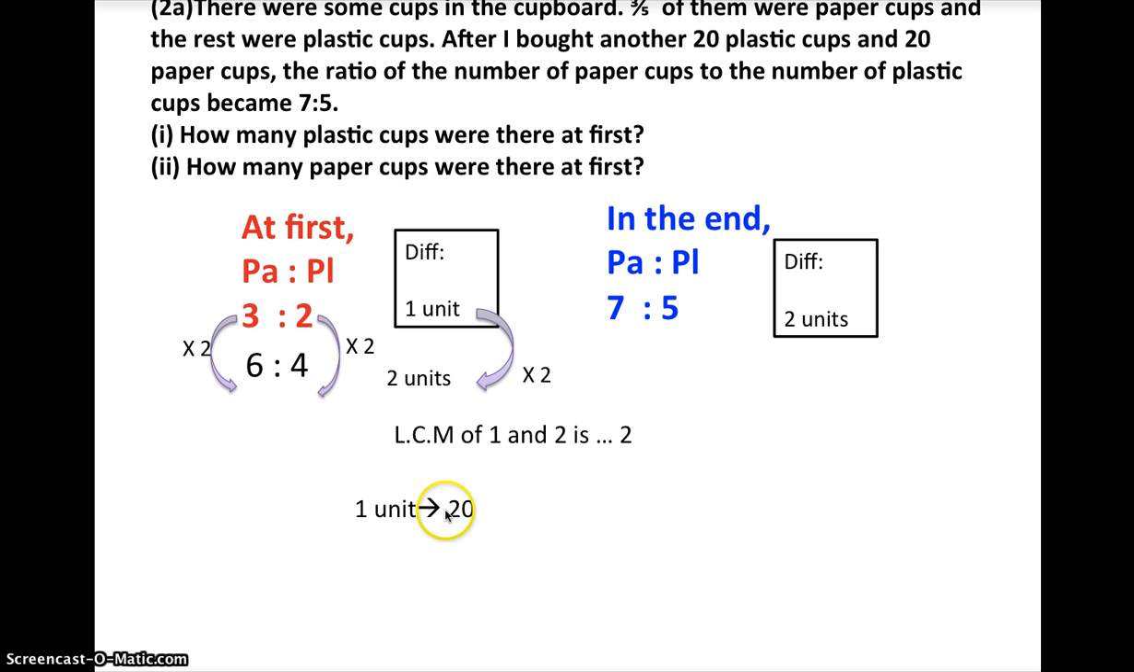So if I were to find the number of plastic cups at first, that would be 4 units over here. So 4 units would be 20 times 4. And to find the number of paper cups at first would be finding 6 units. So 6 units would be 20 times 6, 120.